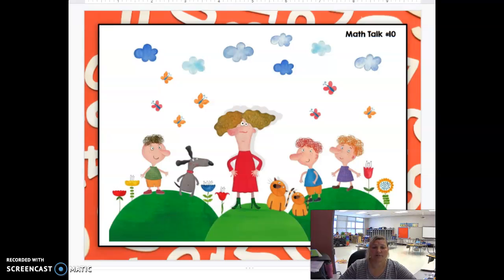Let's take a look at our picture. How many clouds do you see? 1, 2, 3, 4, 5, 6, 7. There's 7 clouds. How many people and animals are all together? Remember, all together means we count all together. People, animals. Let's count them. 1, 2, 3, 4 people. 1, 2, 3 animals. Let's count them all together. 1, 2, 3, 4, 5, 6, 7. 7 people and animals all together.